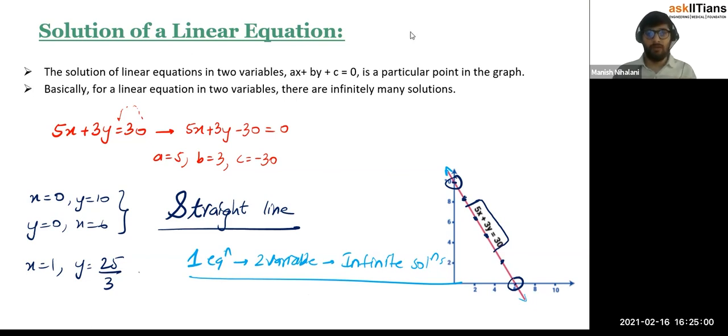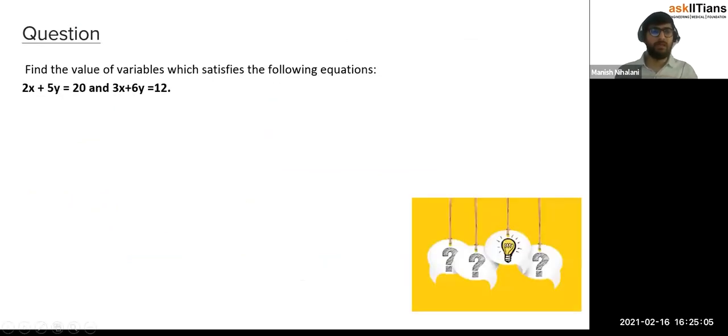We have got the solution of a linear equation. Now let's try to solve a question. It says find the value of variables which satisfy the following equations. Here you are talking about two different equations instead of one, which means you now have not just one line but two straight lines, right? So 2x plus 5y is equal to 20, and 3x plus 6y is equal to 12.